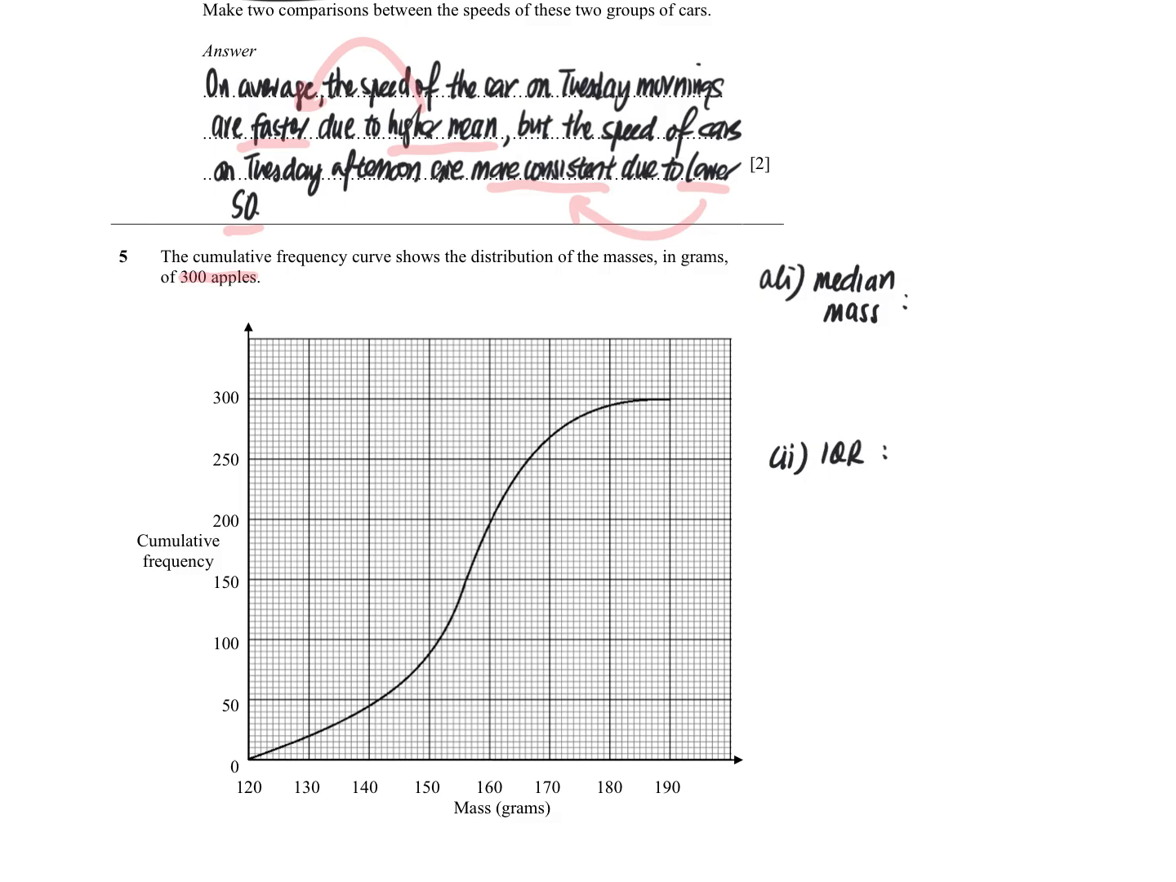Okay, next is cumulative frequency curve. They want you to find the median mass. What is the mass of 50% of your apples? So 50% of your 300 is 150 apples. So go and read from here. Yeah, so it's quite a clear reading. Yeah, 156. 156 grams. But it's quite clear at 156, right?